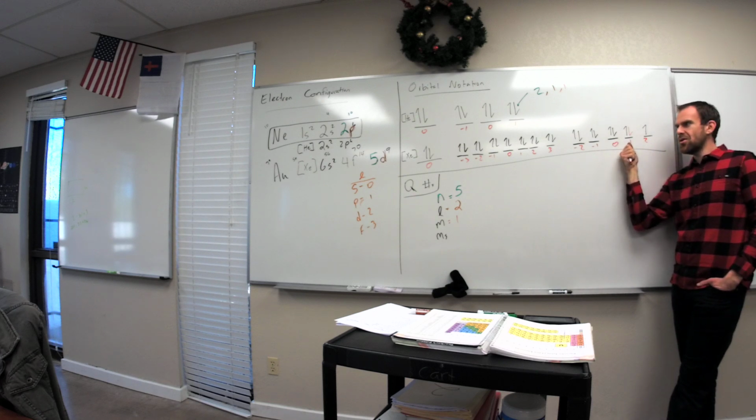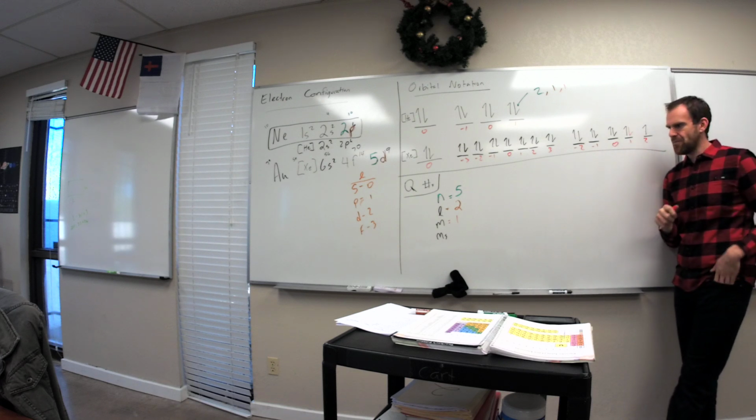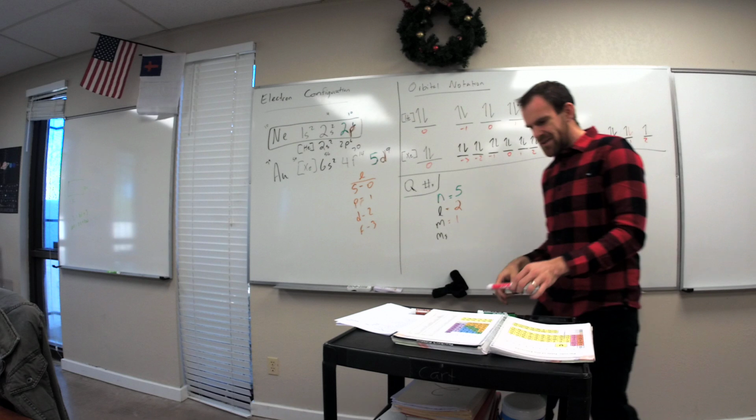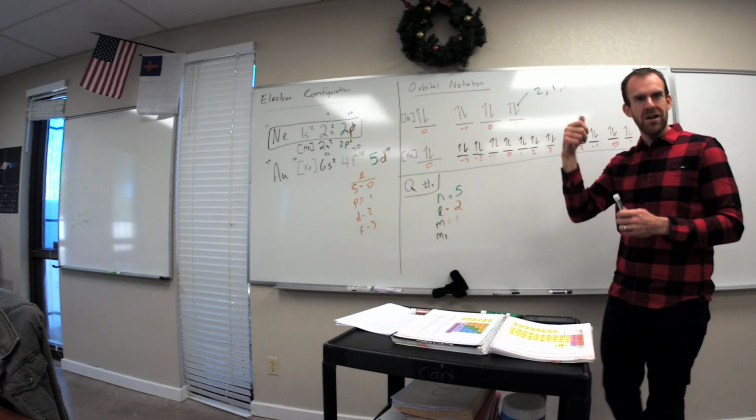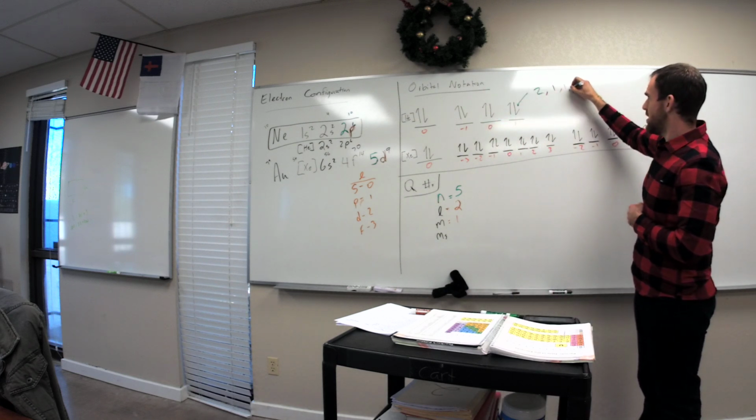So that's why you need the orbital notation to see that. Last thing is the spin. That's probably the easiest one to remember. If it's pointing up, it's positive 1/2. If it's pointing down, it's negative 1/2.